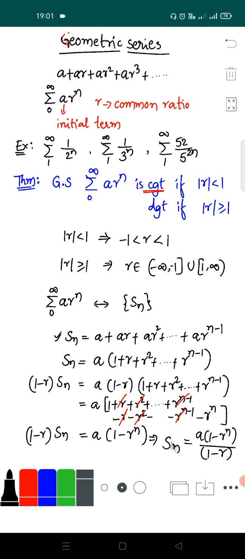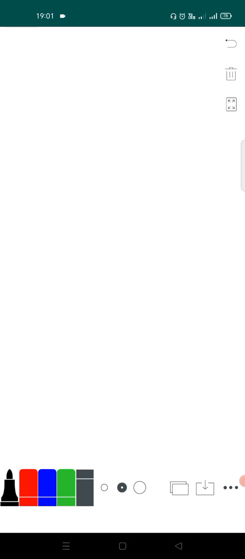Now we investigate this Sn, whether it converges or diverges as n tends to infinity for the different r and different a's. We will take all the possible combinations here. So what do we have here? Our Sn is a into 1 minus r to the power of n divided by 1 minus r. This is our Sn.